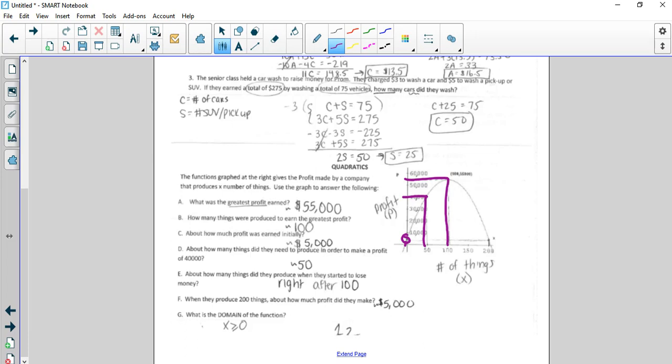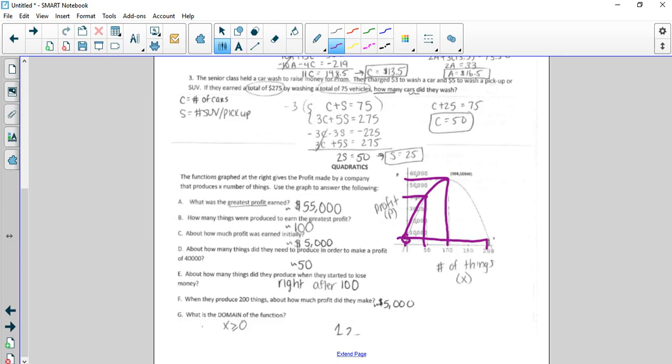How many things did they produce when they started to lose money? So it was going up, and at 100 items, then the price they started losing money. When they produced 200 things, about how much profit did they make? Well, you just go up to 200, hit the curve, come over, and about $5,000.